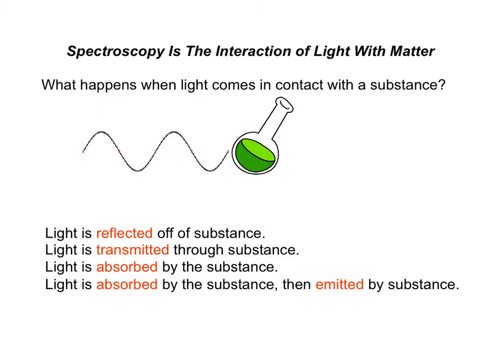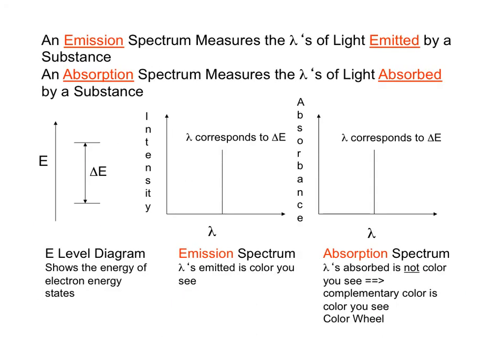Spectroscopy is the study of how light interacts with matter. Stop the video and think, what happens when light comes in contact with a substance? And the answer is, a few things can happen. Two ways a person who studies spectroscopy learns how light interacts with matter is to measure an absorption spectrum or emission spectrum. We looked at an emission spectrum earlier.